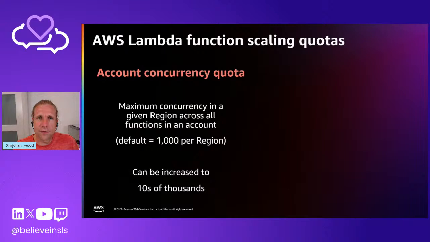So there are 2 concurrency quotas to keep in mind. One is the account concurrency, and this is the amount of those parallel invocations that you can have within an account.